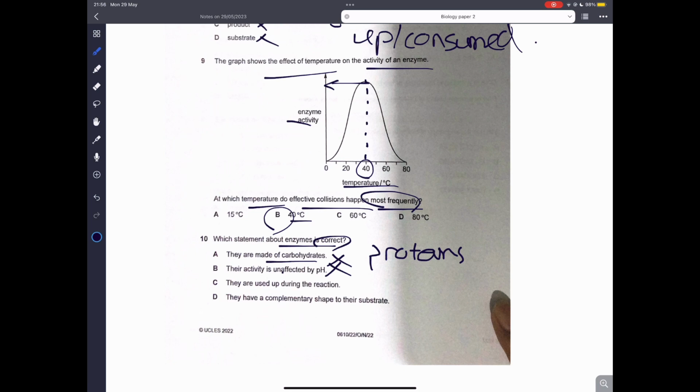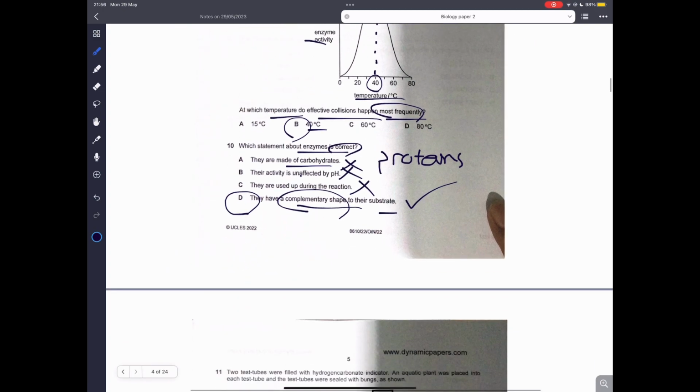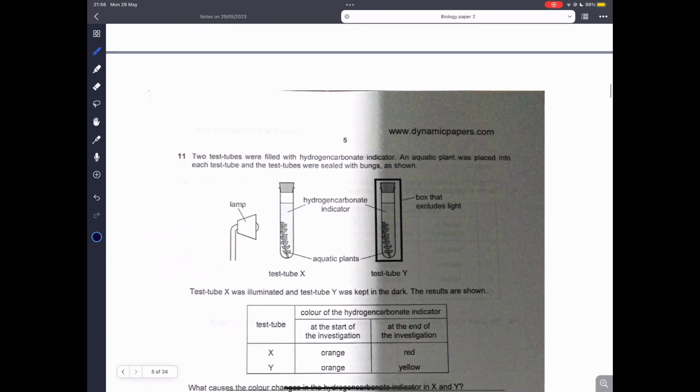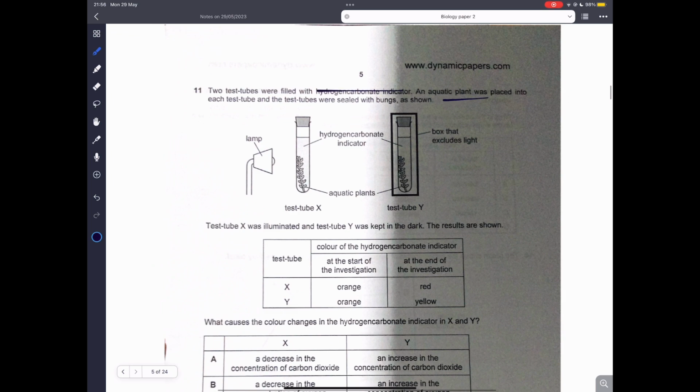And B, they are definitely affected by pH, and then they are not used up in the reaction, so D is the correct answer. Question number 11. Two of the test tubes were filled with hydrogen carbonate indicator.